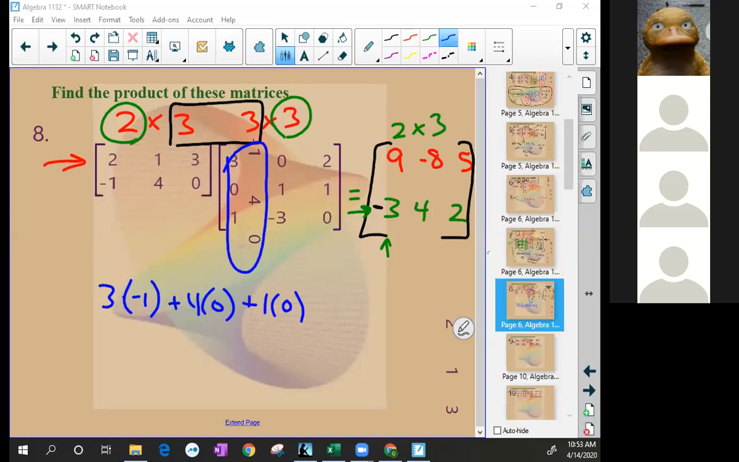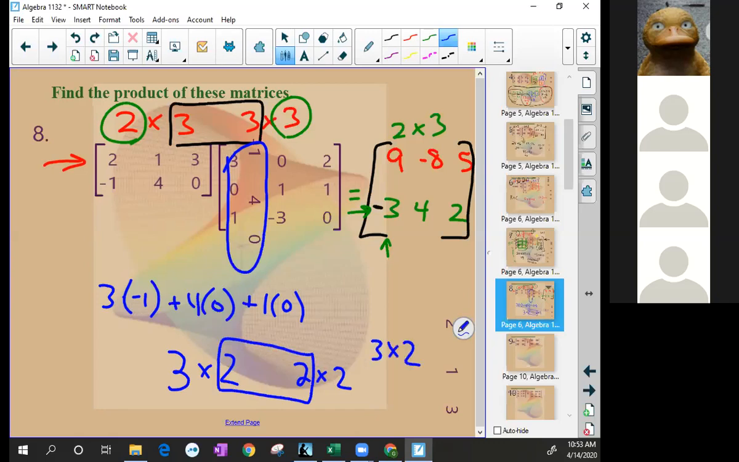So you're going to take all the rows of the first matrix and multiply it by the columns of the second matrix. So what size? That first one is 3 rows by 2 columns. The second one is 2 rows by 2 columns. So this tells me we can multiply, and my answer is going to be a 3 by 2 matrix. It's going to be the same size as that first matrix.